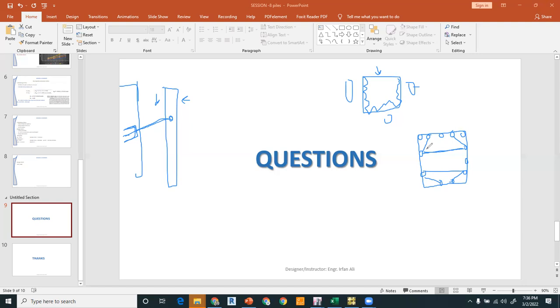I will share all of these documents and models with you, and see you tomorrow, inshallah, with the design of piles if you provide pile caps, and then the last session will be the drafting of all the footings which we have designed in this course, right? So see you tomorrow, inshallah.